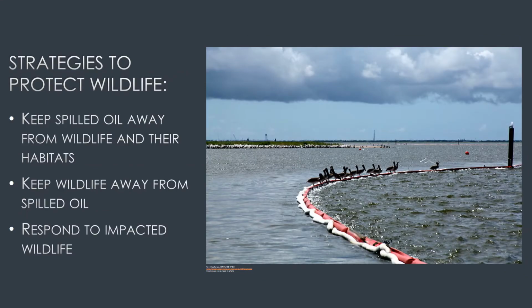There are three basic strategies to protect wildlife during spill response. The primary strategy is to keep the spilled oil away from wildlife and their habitats, such as containing the spill with boom. The secondary strategy is to keep wildlife away from spilled oil. For example, by hazing wildlife away from the spill. The tertiary strategy is to respond to impacted wildlife, such as capturing and rehabilitating oiled birds.